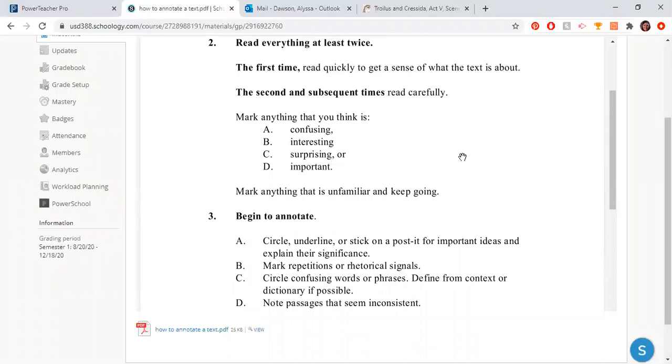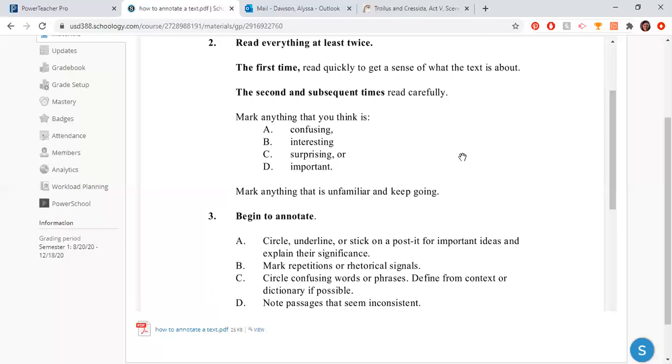You mark anything you think is confusing. Some of the things I like to use if there's something confusing: a question mark. Interesting or surprising: I've never been a big fan of brackets, but I like to bracket things. Or important. That's sort of what I like to do.